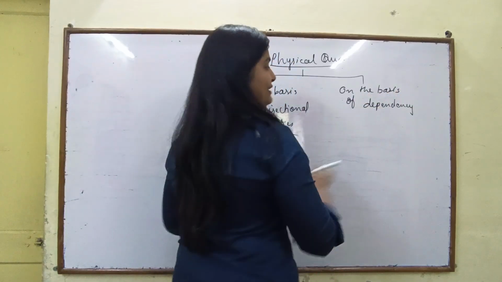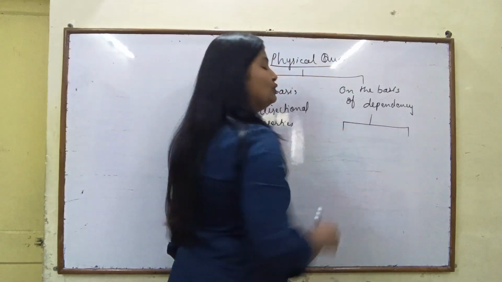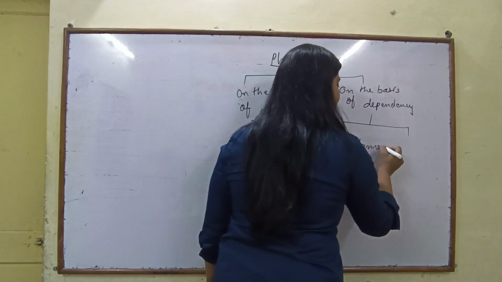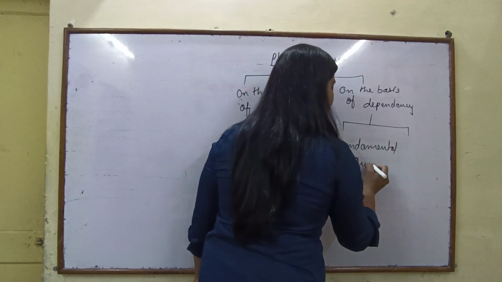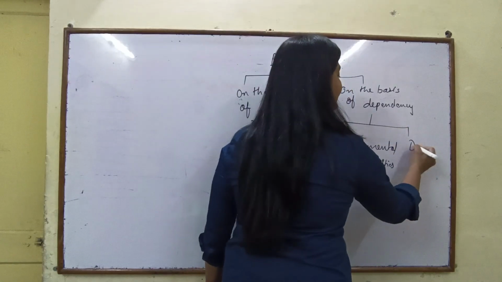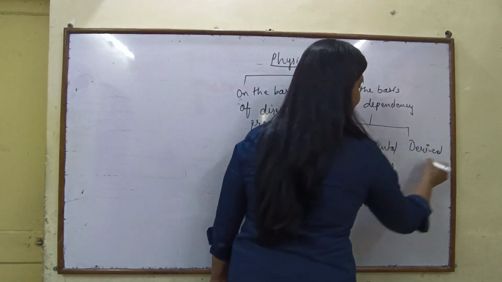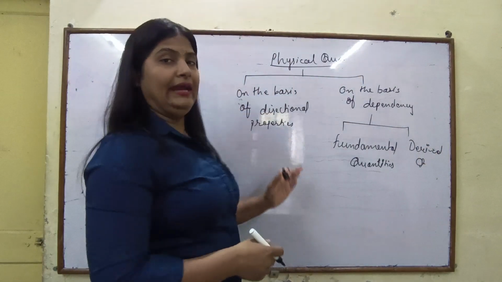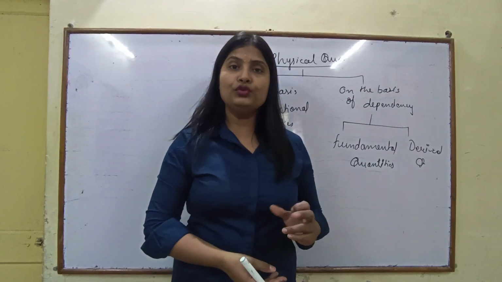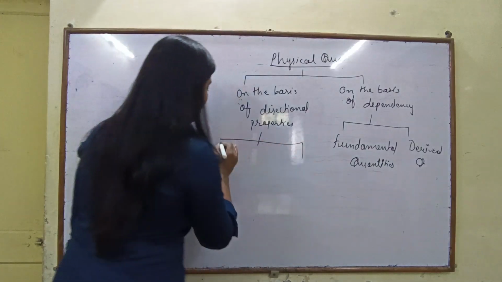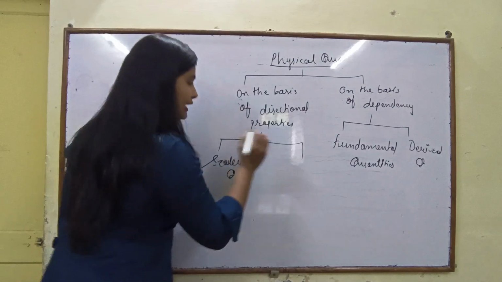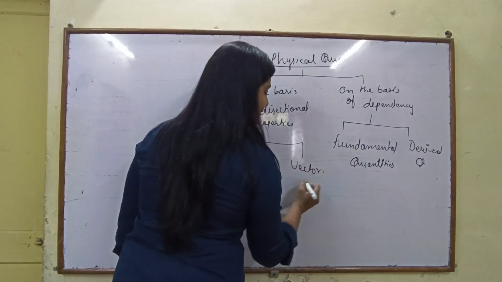On the basis of dependency, physical quantities are of two types. First are fundamental quantities, and second is derived quantities. And on the basis of their directional properties, physical quantities are of two types. First is scalar quantity, and second is vector quantity.